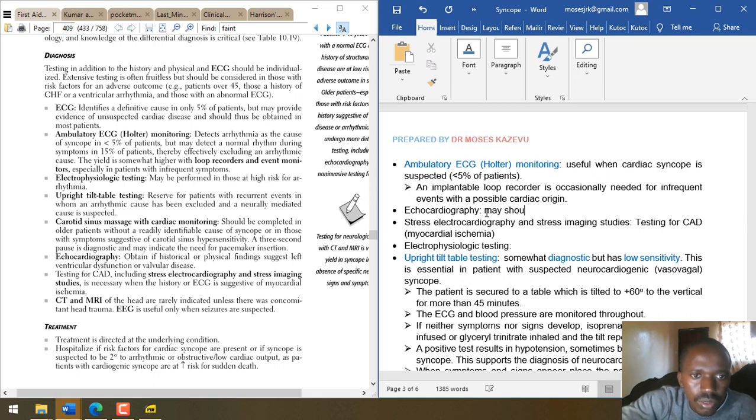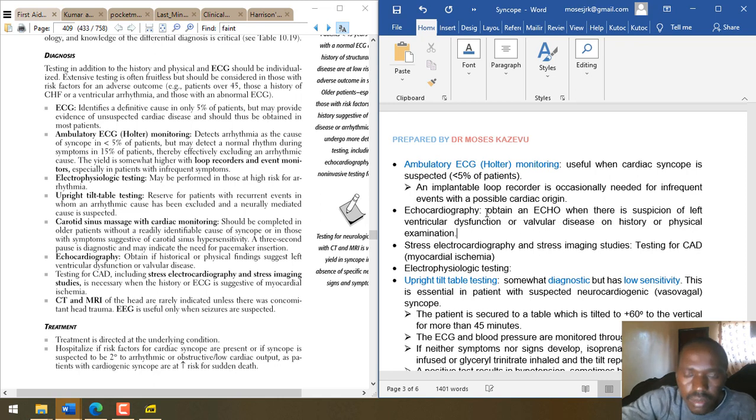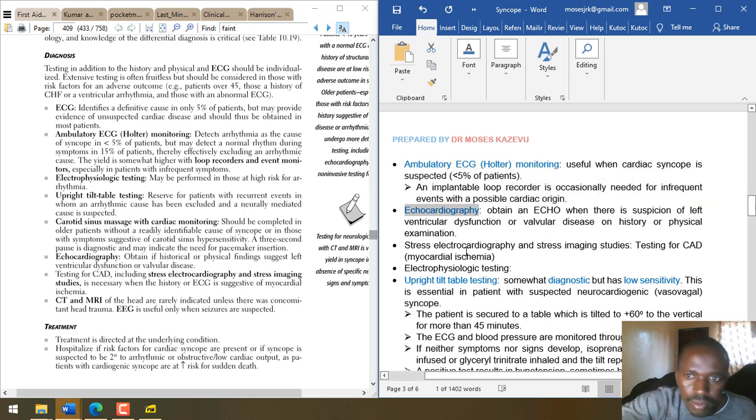Obtain an echo when there is suspicion of left ventricular dysfunction or valvular disease and history of physical examination. Okay, so we can obtain an echo. That's one investigation we can do. Okay, we've already talked about stress echocardiograph. And this is nothing new being added there.